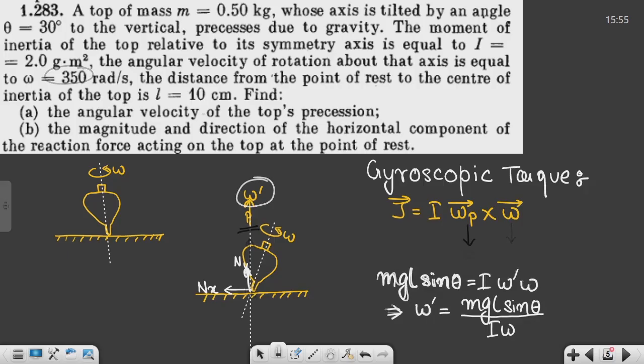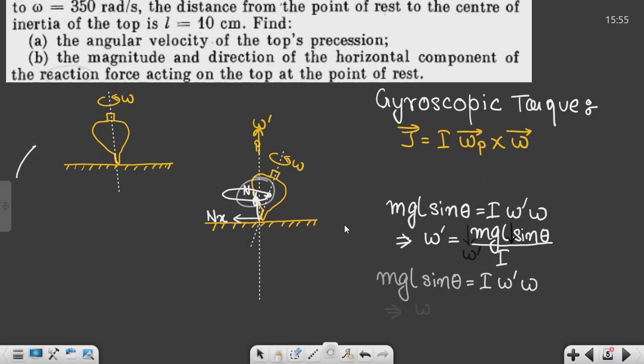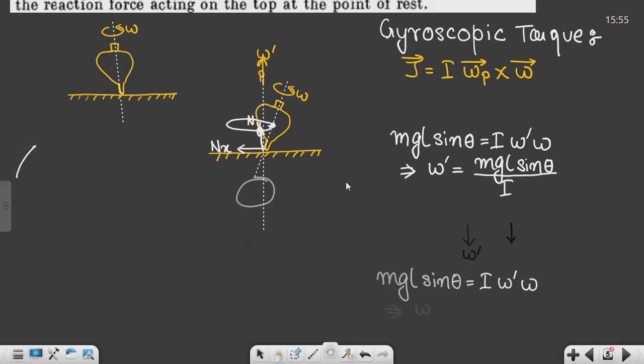Now we have to find the magnitude and direction of the horizontal component of the reaction force. Fair and fine. Now let's check. The center of mass of the top is rotating in a circle. So if I balance out the centrifugal force, it means how much?